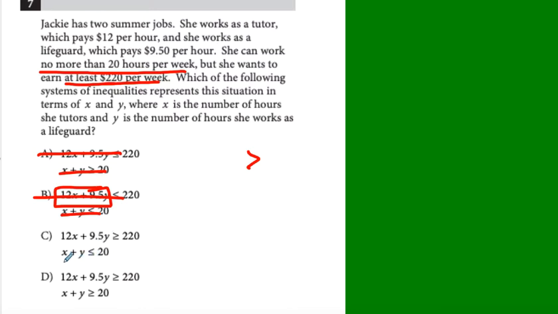Now I look down at the X plus Y's. The only difference vertically is their symbol. So X and Y is hours, and she wants to work no more than 20 hours. That means less than or equal to, which would then give me C. All right, guys, so that's what I mean by the vertical scan. Look at the answers vertically to see what they have in common and try and eliminate the pieces that you have based on the question.